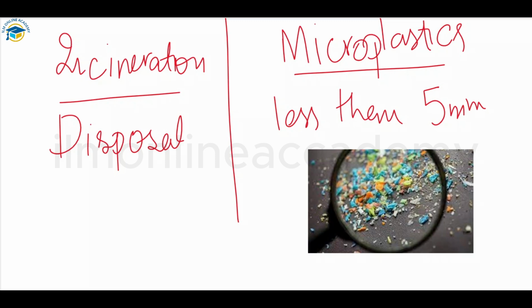So this is all for today related to chapter number 20, which is petrochemicals and also polymers.